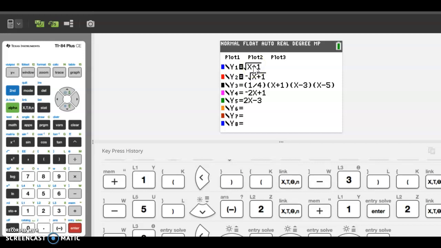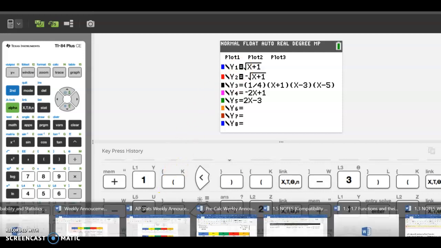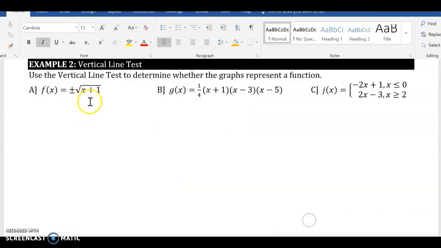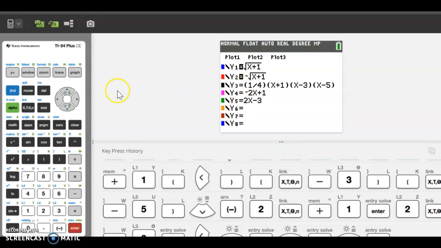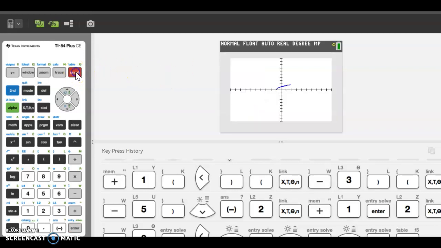When you're typing in the first one, that plus or minus, you do have to treat it like it's 2 separate equations. Our calculator does not do plus or minus as one thing, so do the positive square root of x plus 1, and then do the negative square root of x plus 1. Notice I've turned off my other equations, so I don't have to graph them all at the same time. So when I hit graph, the red and the blue are together. They're not separate equations. They are the same.